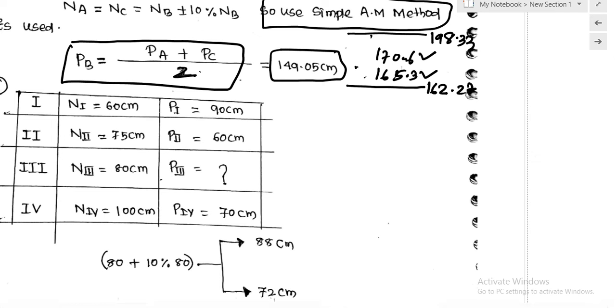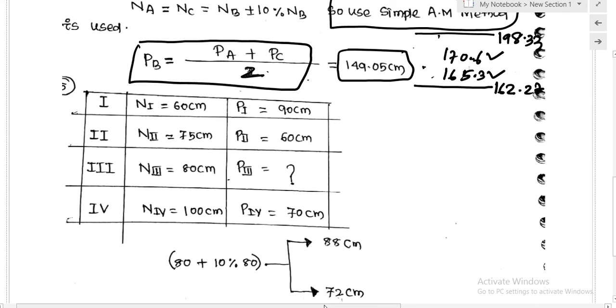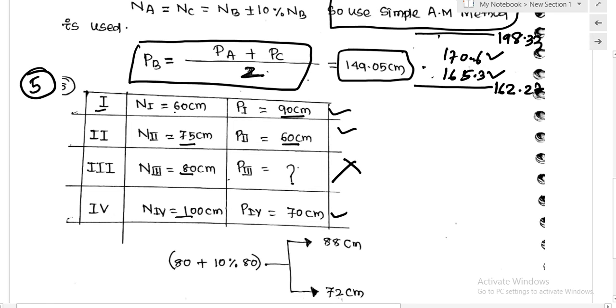So this is the solution of question number 5. 1, 2, 3 are the rainfall stations, and the normal values are given as 60, 75, 80 and 100 centimeter. The average annual rainfall values are 90 centimeter, 60 and 70 for the stations that were working in that year, and station 3 was inoperative. So you have to find the missing rainfall data of station number 3.